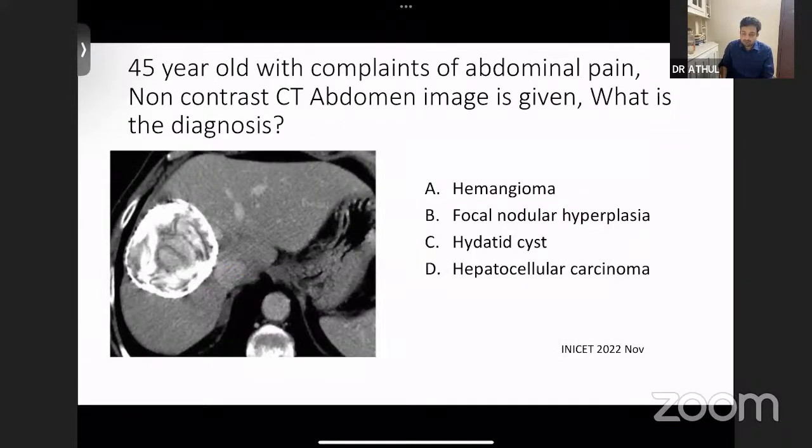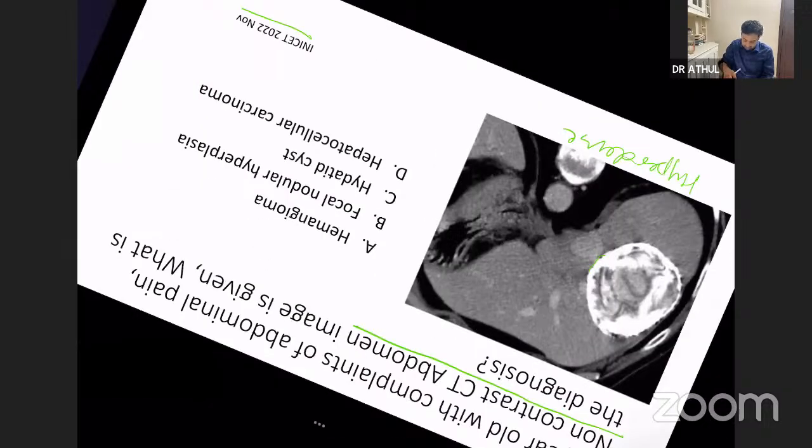So this was another question which was asked in INI-CET 2022 November. In this question, the examiner was telling a 45-year-old male who came with complaints of abdominal pain, and the catch-hold point was that a non-contrast CT abdomen of the patient was taken. So the examiner is telling you non-contrast CT is taken, and you are able to see one lesion which is bright, that is hyperdense in CT.